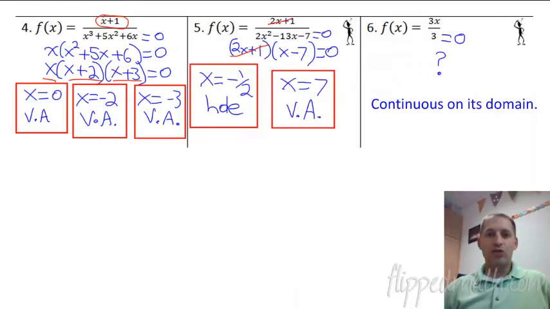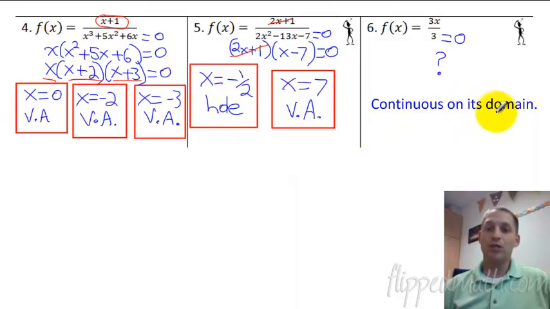And there's your answers to numbers 5 and 6. You can see here x equals negative 1/2 is a hole, and x equals 7 is a vertical asymptote. The reason is that when you factor this denominator, you get a 2x plus 1, and that cancels with the 2x plus 1 in the numerator. So there we go, a hole and a vertical asymptote.